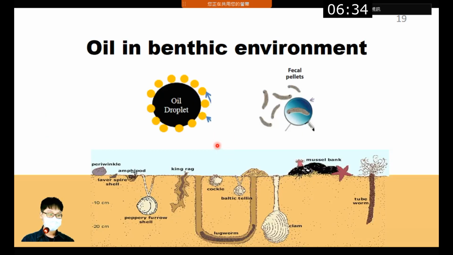The oil droplets that form sediment and go down to the bottom of the ocean will affect benthic creatures. The oily organic matter we just mentioned will also settle to the bottom of the ocean, and both of them might cause the oil to affect the benthic environment.